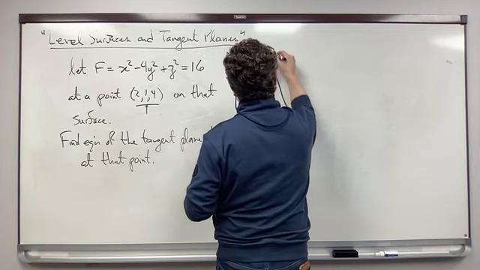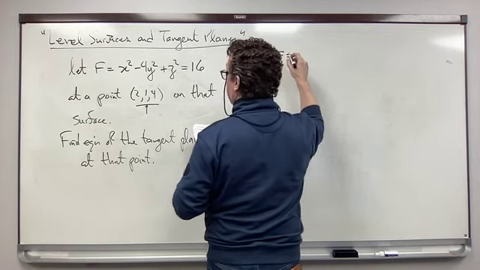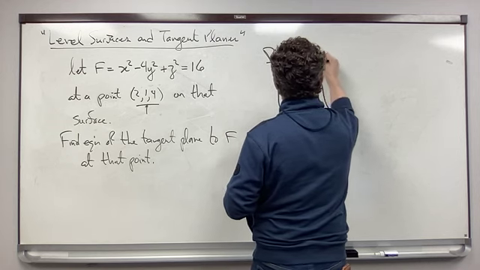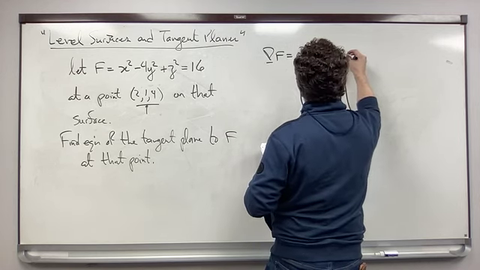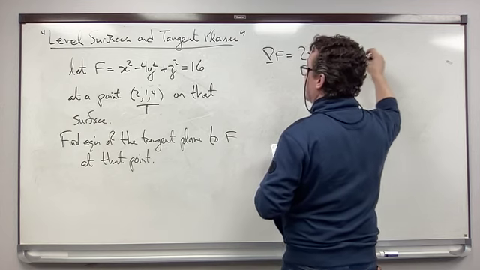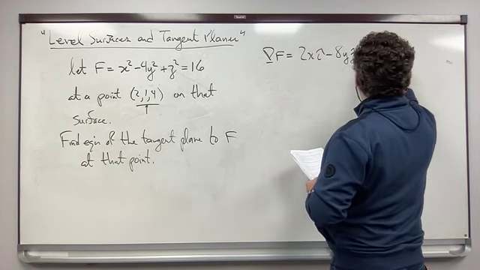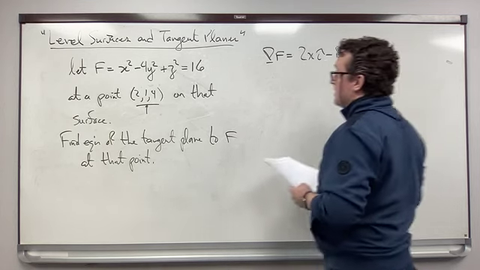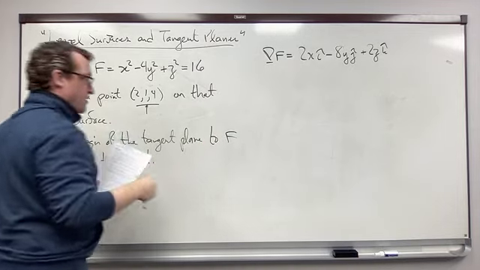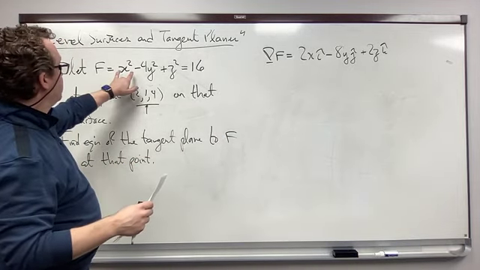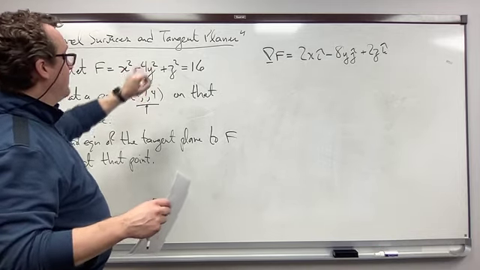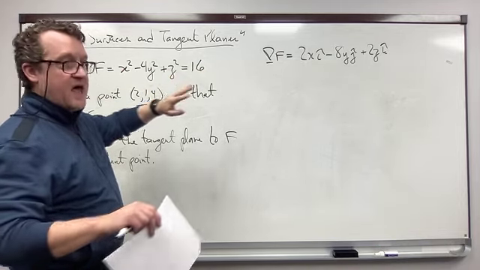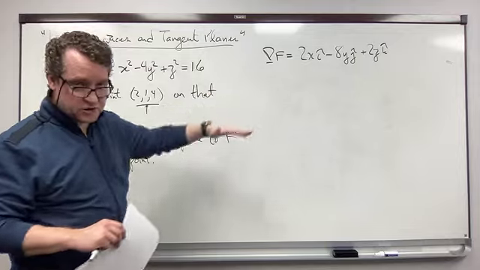We get the gradient of f, okay? The gradient of f is 2xi, hopefully you can just sort of see this now, minus 8yj plus 2zk. And just while we're doing these gradients, it's not that I'm taking the partial of the first term with respect to x, and then the partial of the second term with respect to y, and the partial of the third term with respect to z. I'm taking the partial of the entire function with respect to x.